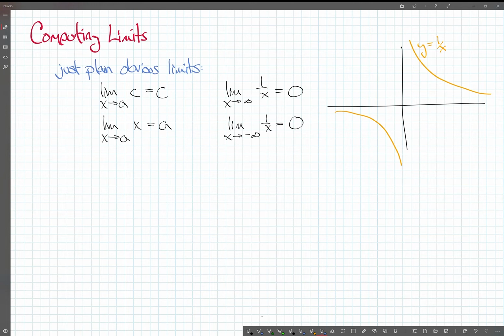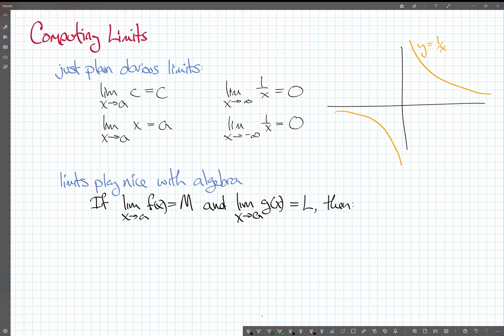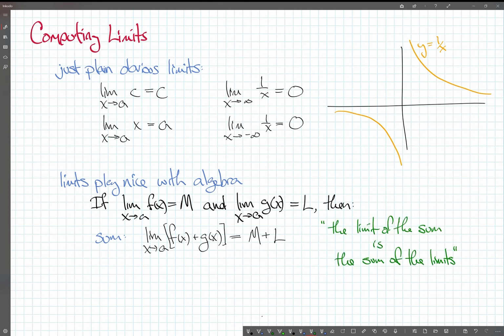So let's see how to combine our knowledge of some limits to figure out some other limits. The idea here is that limits play nice with algebra. What do I mean by that? Let's suppose we know two limits. I've got two functions, f and g. I'm looking at their limits at the same point a, and I happen to know that the limit of f at a is m, and the limit of g at a is l. Then I'm entitled to compute the limits of lots of other functions too. For example, I could consider the function f plus g that I get by adding f and g, and ask what's its limit at a, and the answer is m plus l. In other words, the limit of a sum is the sum of the limits.